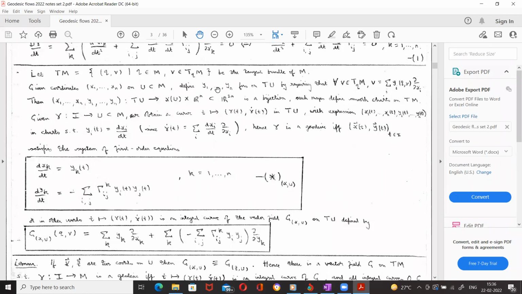So these y1 to yn are defined by requiring that for any v in T_qM, v is equal to the sum over i of yi(q, v) del/del xi. So in other words, yi is the coefficient of v with respect to the basis del/del xi. So yi of (q, v) will be nothing but dxi of v. Is this clear?